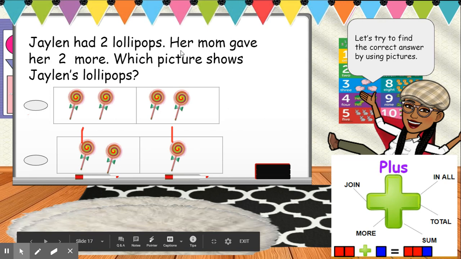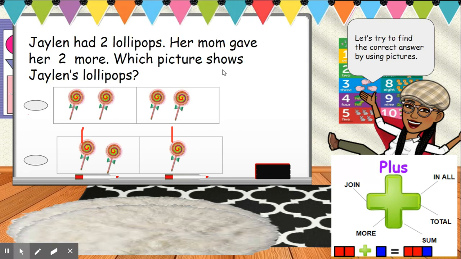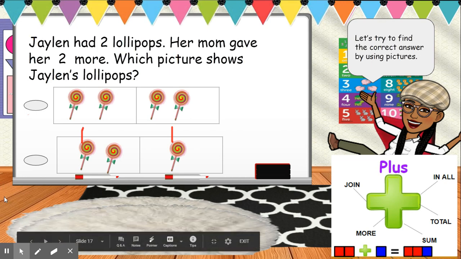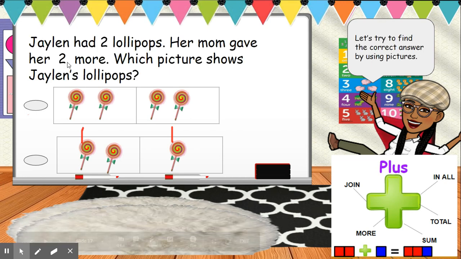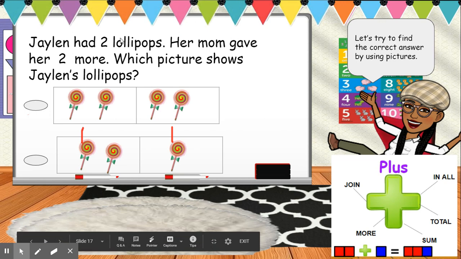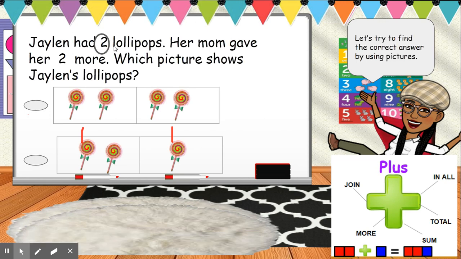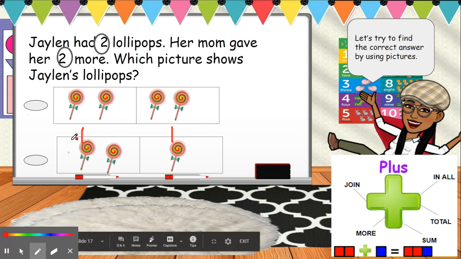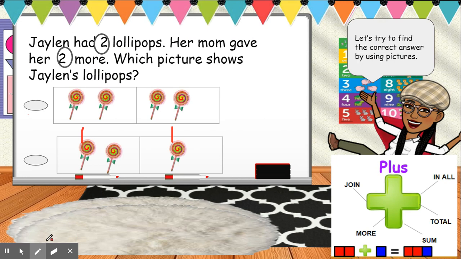Okay, let's try this one. Jalen had two lollipops. Her mom gave her two more. Which picture shows Jalen's lollipops? Okay, so remember, we have to pay attention to the numbers. Okay, so we have 2 should be in our first group, and 2 should be in our next group. Okay, so let's look at our pictures that we have. Let's look at the first answer. Okay, how many lollipops are in the first group? 2, yes. How many lollipops are in the next group? 2. So that might be our answer.